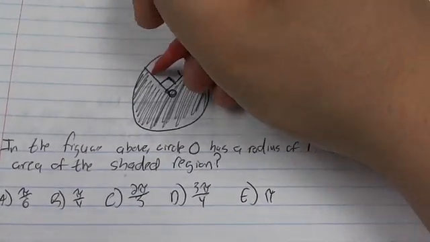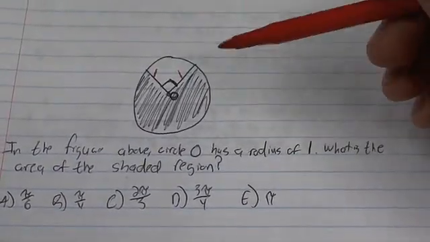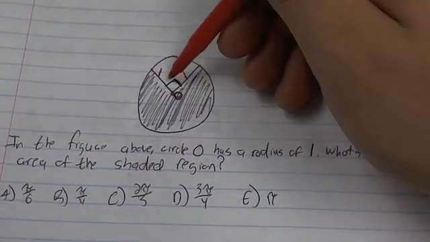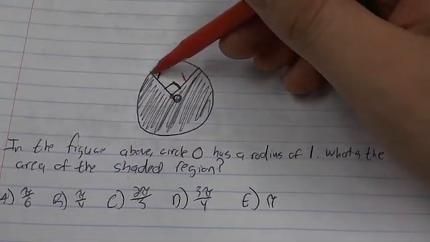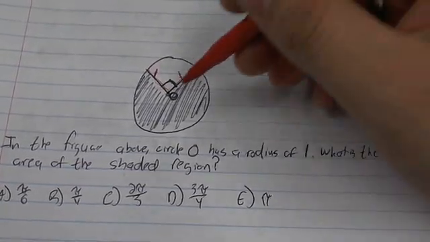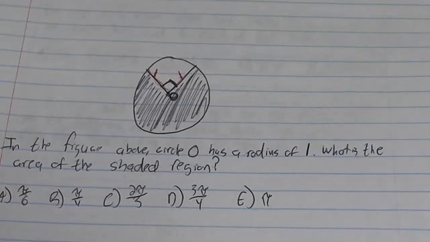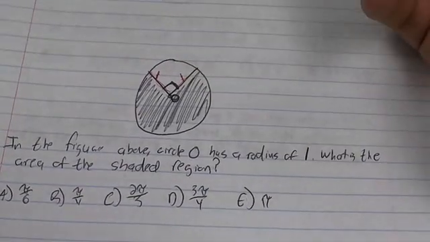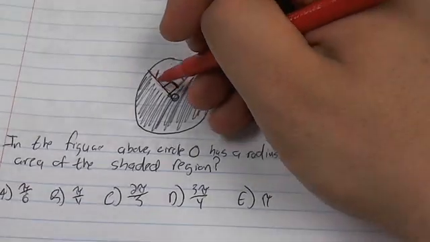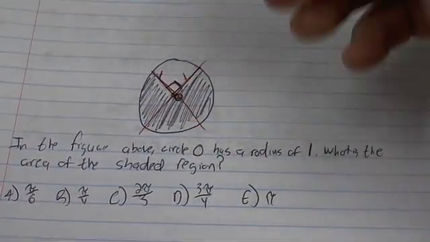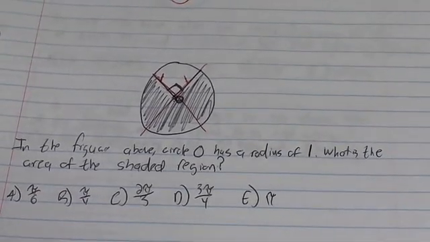Alright. In the figure above, circle O has a radius of 1. So this is 1, that's 1. What is the area of the shaded region? Alright. So this is 90 degrees. So we know we're going to take 90 degrees off. So a circle has 360 degrees. So you can imagine this is split up into fourths, so we took a fourth off the area.